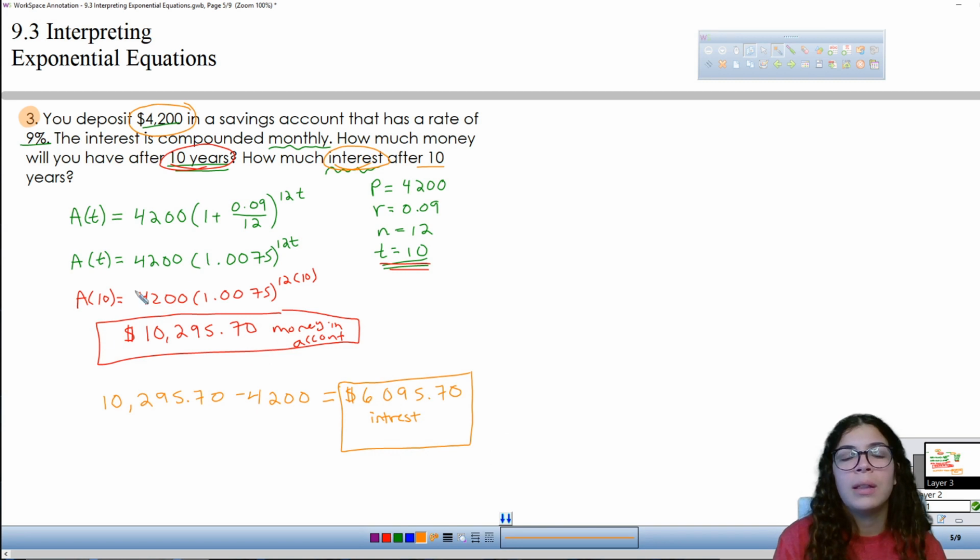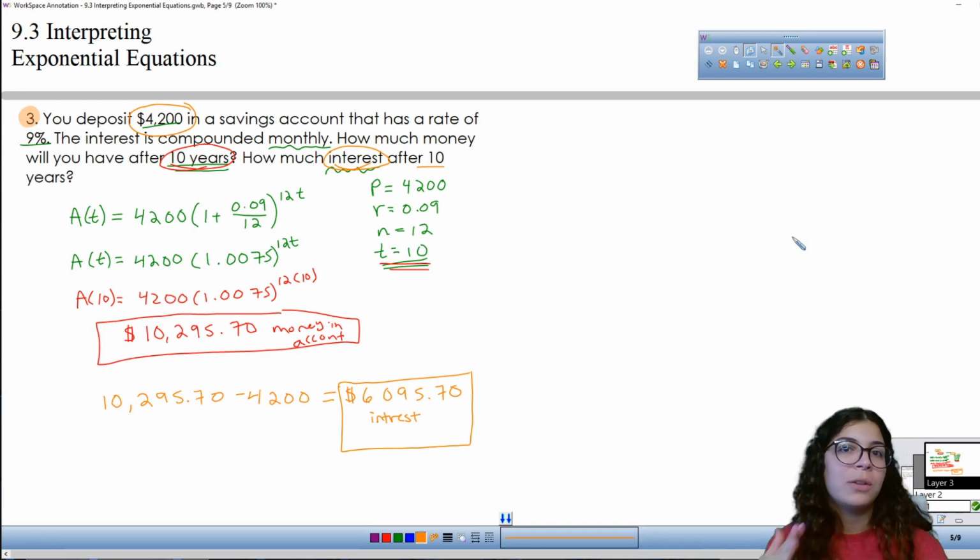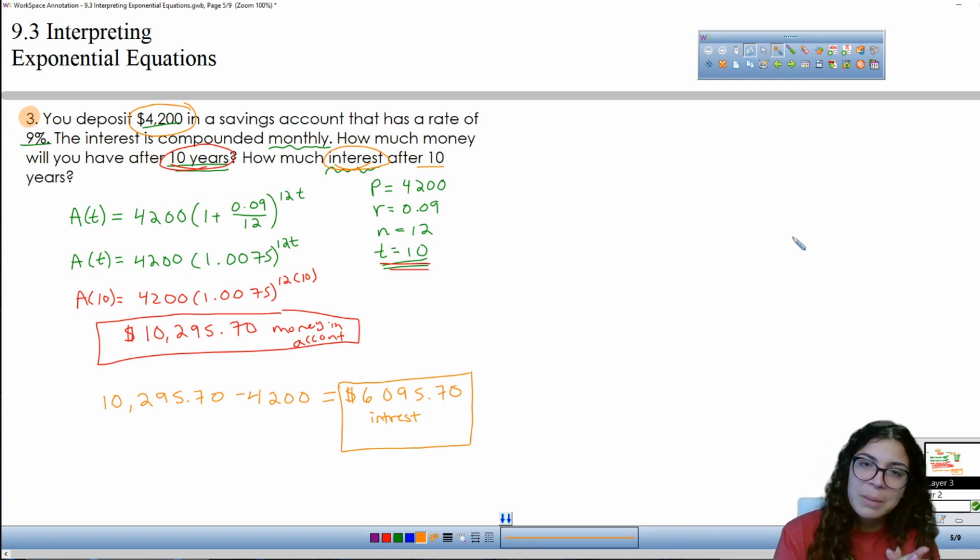This is how much in the account is at the end total, of course, including the initial amount that we put in ourselves. All right, so hopefully this was a little bit clearer for you with exponential growth and specifically compound interest problems. I will see you guys in the next video.